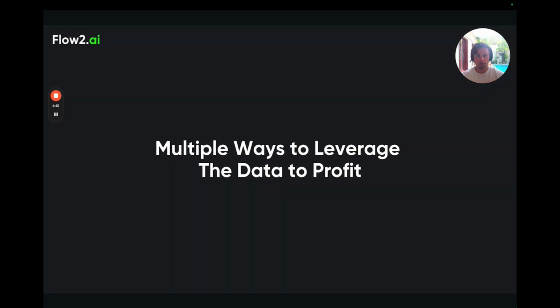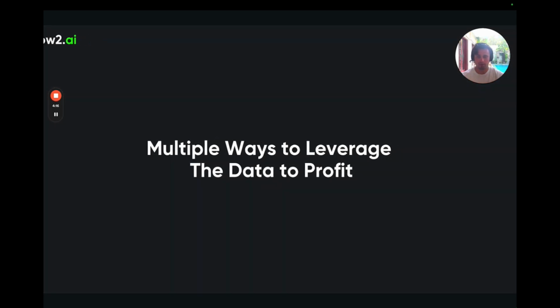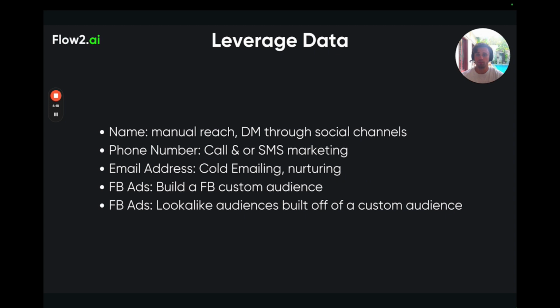Now, there are multiple ways to leverage this data for profit. Because we get their name, you could do manual reach, so DM through social channels, and I'm sure that could work for some businesses. Then we also get their phone numbers, so you could either do cold calling or you could do SMS marketing. As I mentioned earlier, we also get their email address, so we can put them in a nurturing cold email sequence, you name it. Another thing that we can do is take these leads and put the lead list into Facebook to create a custom audience, and from that custom audience convert that into a lookalike audience. There are many ways that we can use this data.